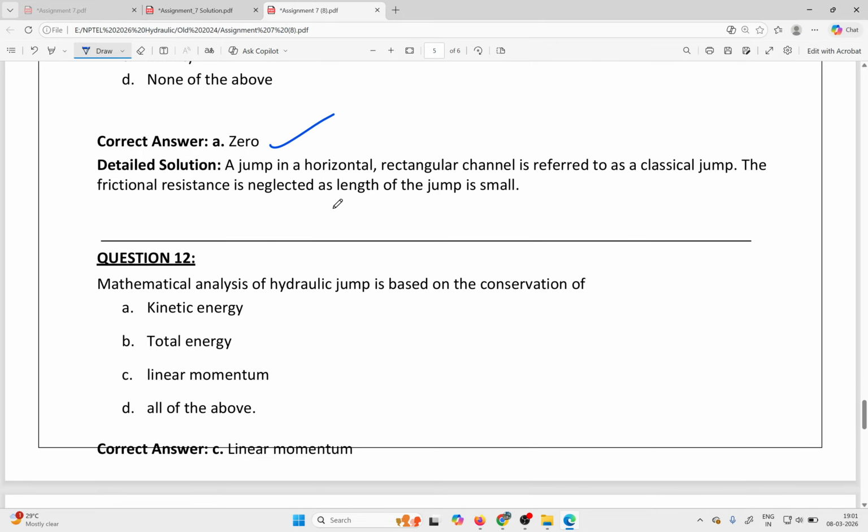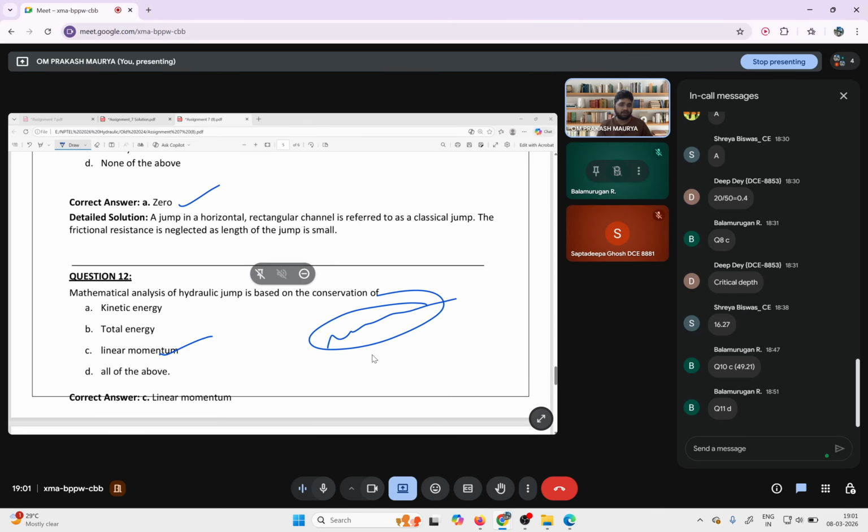Now this is the last question for today. The mathematical analysis of hydraulic jump is based on the conservation of momentum. Why? Energy is not conserved; energy is lost during the jump. So always remember.